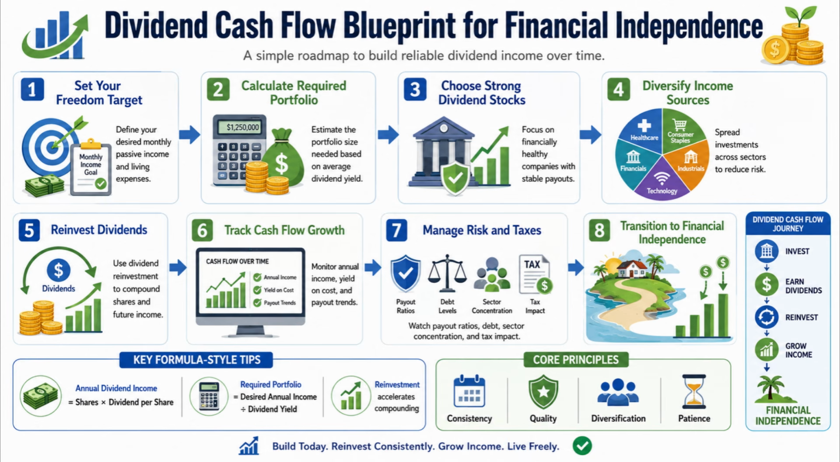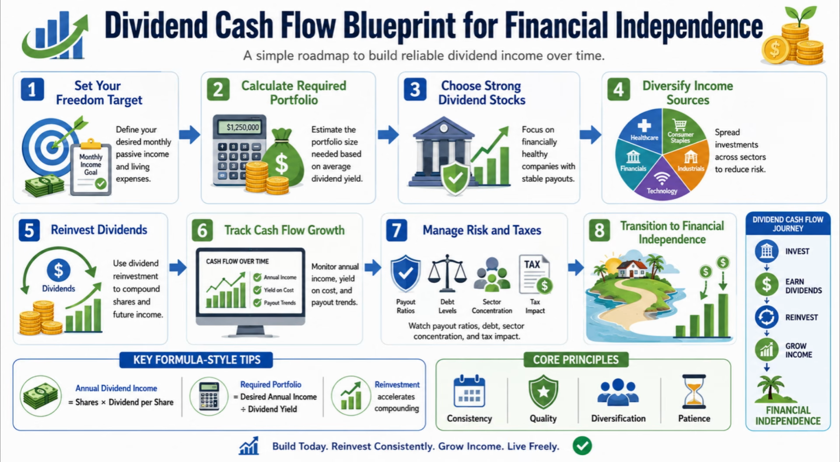Next, calculate the approximate portfolio size required to generate that income. The basic formula is desired annual income divided by the expected dividend yield. For instance, if your annual income target is $60,000 and your portfolio produces an average dividend yield of 4%, you may need approximately $1.5 million invested. However, dividend yields can change, so it is generally safer to use conservative assumptions.